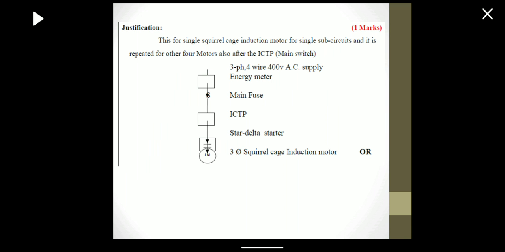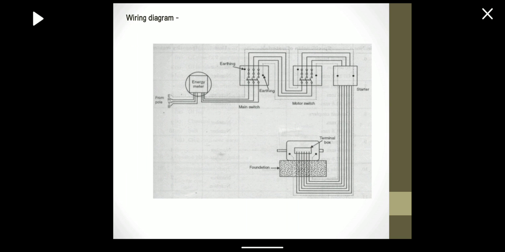So first 3-phase 4-wire 400 volt AC supply to the energy meter, then connected to the main switch, then main switch to the ICTP, then ICTP to the star delta starter, and star delta starter to the 3-phase squirrel cage induction motor. So this is the single line diagram for the 3-phase induction motor.